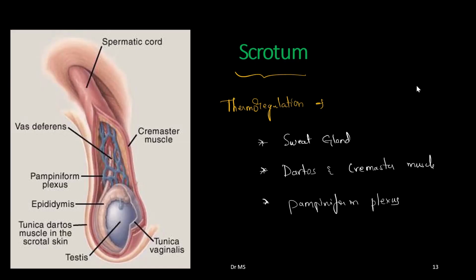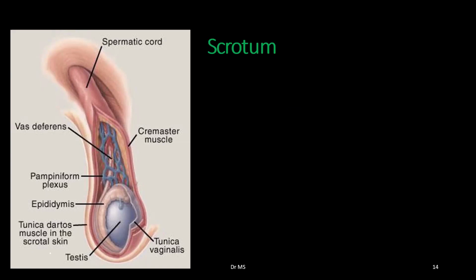Remember these three names. Let's see how each one works individually. The first one is done by the sweat glands. So remember sweat glands. How do these sweat glands work? Where are they present? They are present in the wall of the scrotum. So, wall of scrotum.